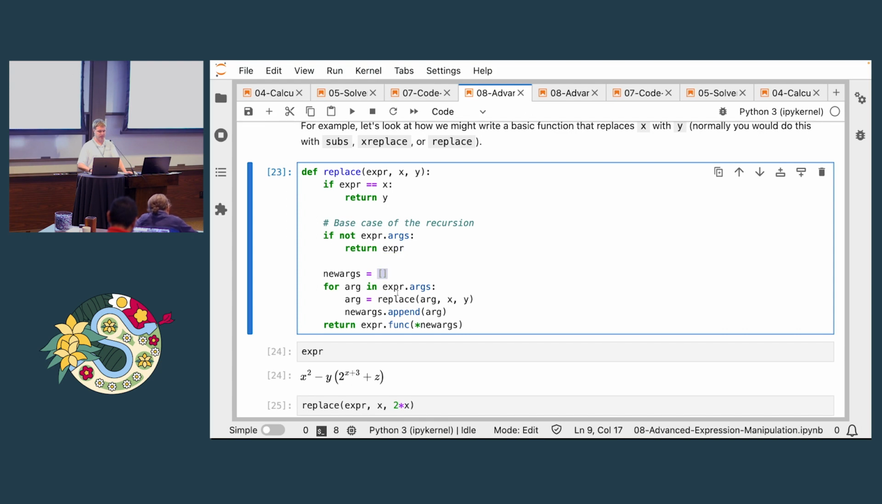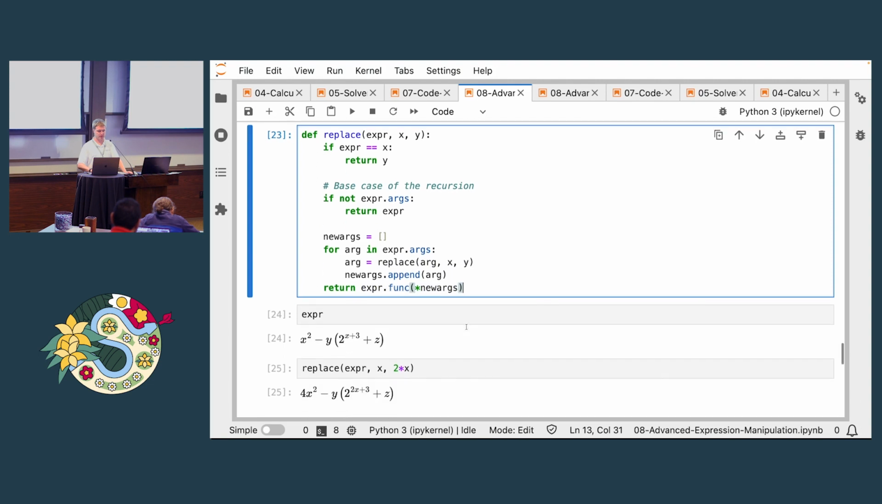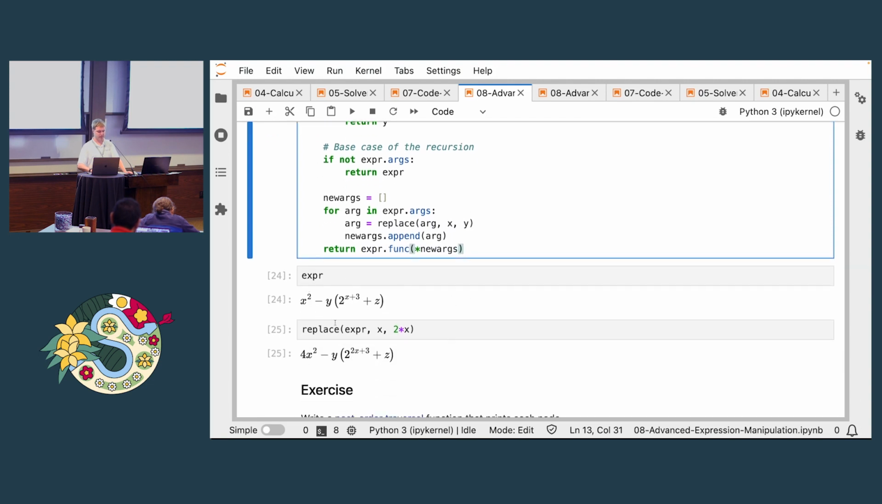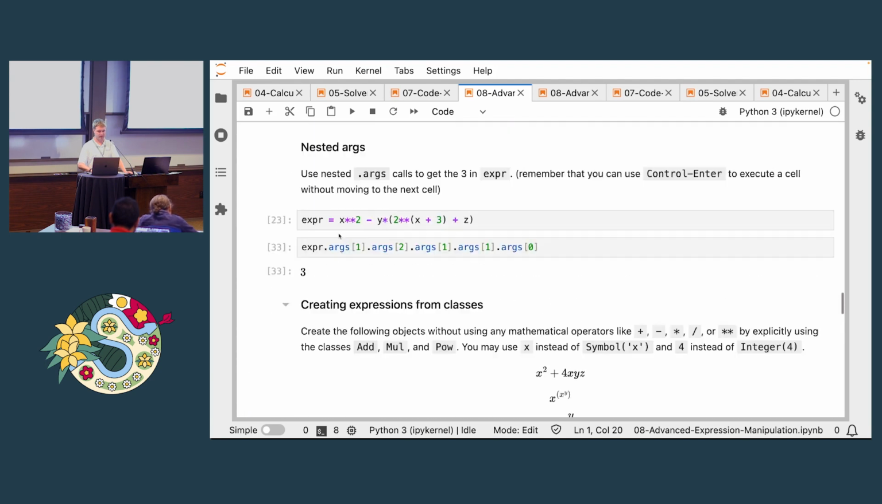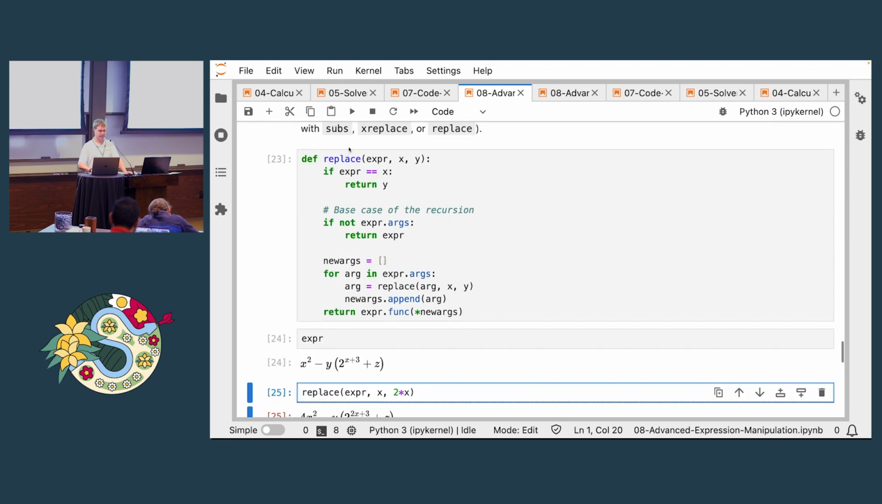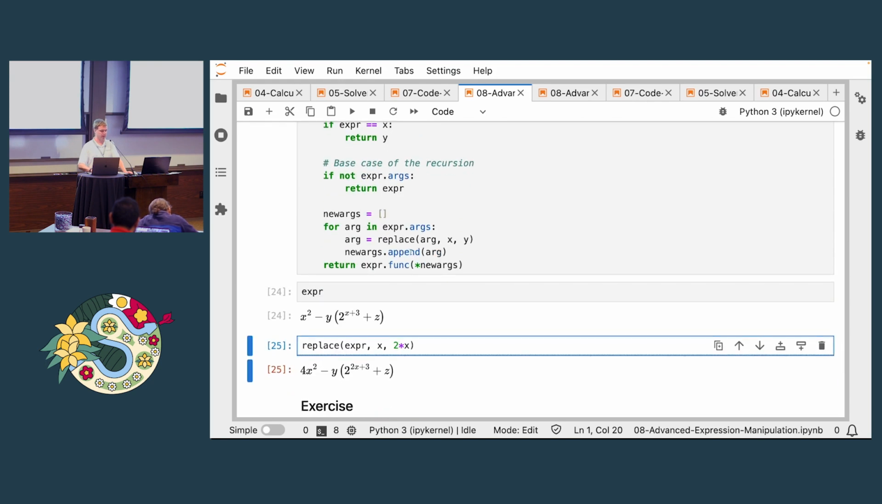Otherwise, we create a set of new arguments, and for each argument in the expression, we recursively replace the argument and then recreate that expression with the new arguments. And so, for example, here, if I take this expression that we had before and replace x with 2x, this is going to recursively go through that expression tree that we looked at here. And when it sees an x, it'll recreate this expression with 2x. And when it doesn't see x, it'll just recreate it with the same arguments. And so it'll end up being the same thing.